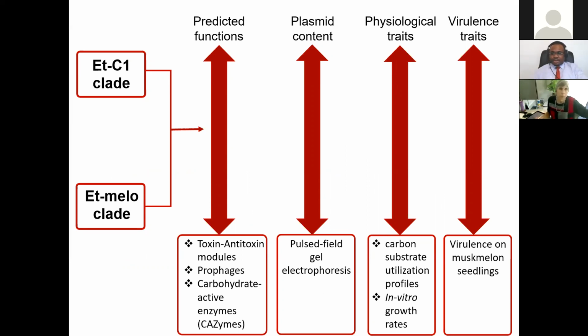Based on that, we looked at predictive functions. We conducted a pangenome analysis on all 24 strains, looking at predictive functions including toxin-antitoxin modules, prophages, and carbohydrate-active enzymes. We also looked at differences in plasmid content, in physiological traits like carbon substrate utilization profiles, and in vitro growth rates. And we looked at differences in virulence traits, specifically virulence on muskmelon, because both strains cause disease on muskmelon. So let's look at what we found.